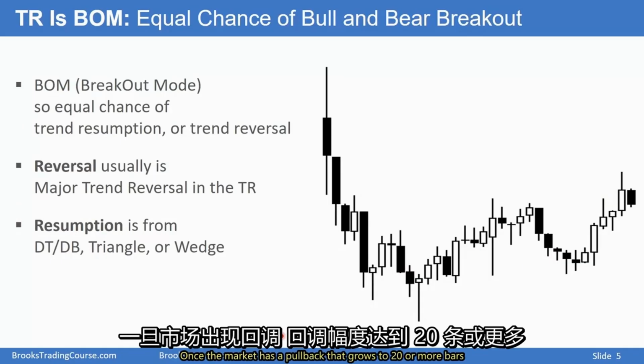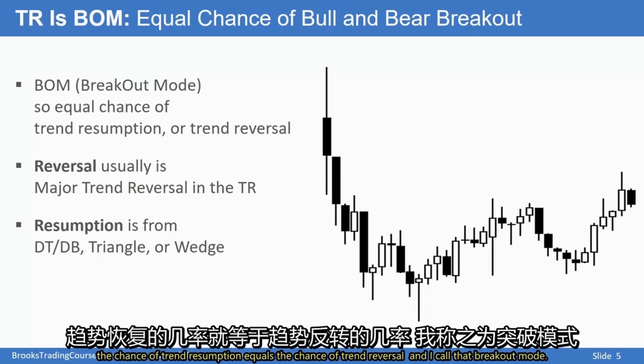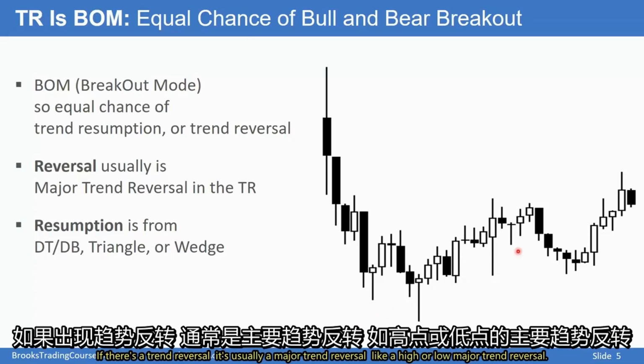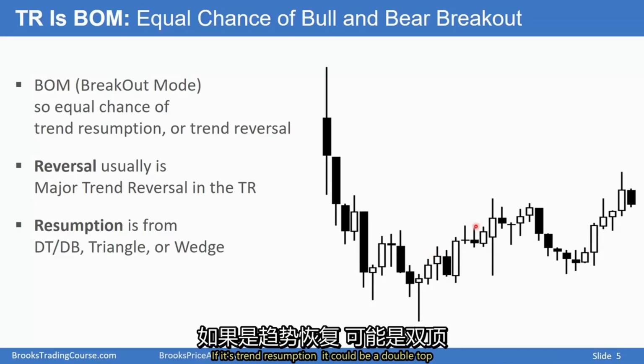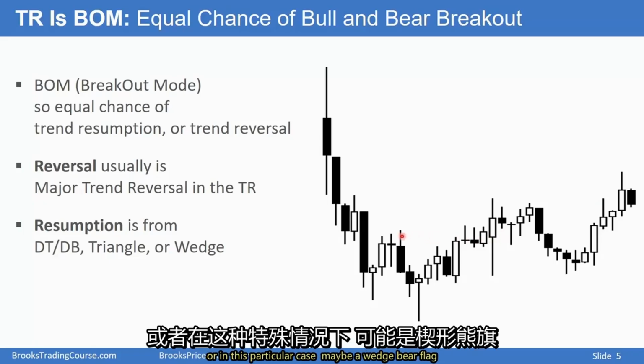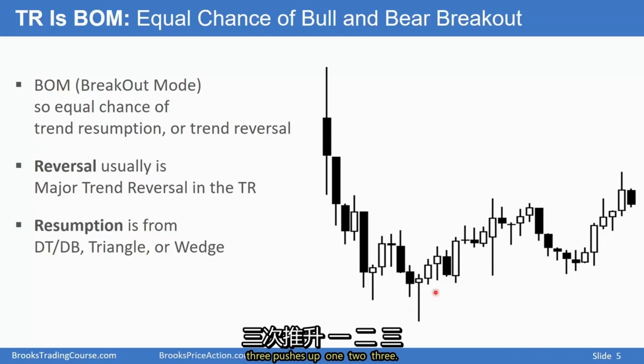Once the market has a pullback that grows to 20 or more bars, the chance of trend resumption equals the chance of trend reversal, and I call that breakout mode. If there's a trend reversal, it's usually a major trend reversal, like a higher low major trend reversal. If it's trend resumption, it could be a double top, or in this particular case, maybe a wedge bear flag, 3 pushes up, 1, 2, 3.